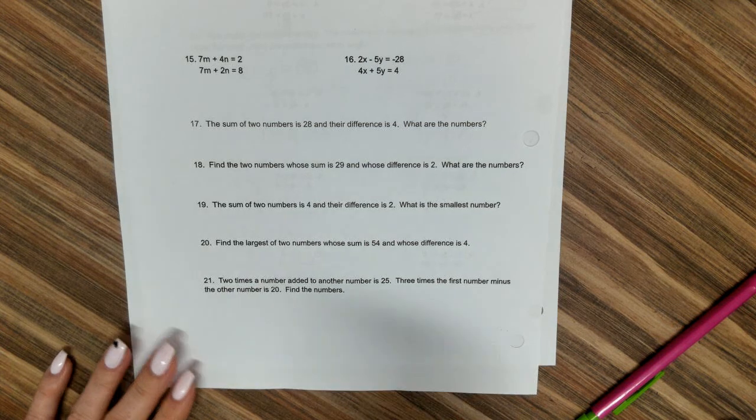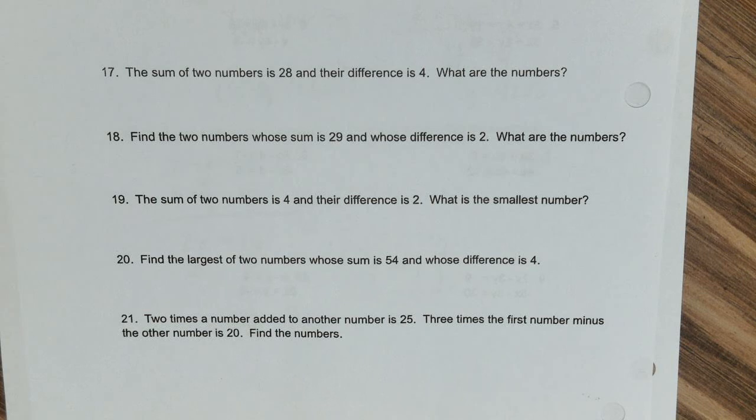Now, if you look at number 19, it says the sum of two numbers is 4, their difference is 2. That's literally like the last example we did. But the question says, what is the smallest number? So you find both answers, but you only write the one for the smallest one. So if your coordinate was 2, 4, which answer would you write? 2. Does that make sense?